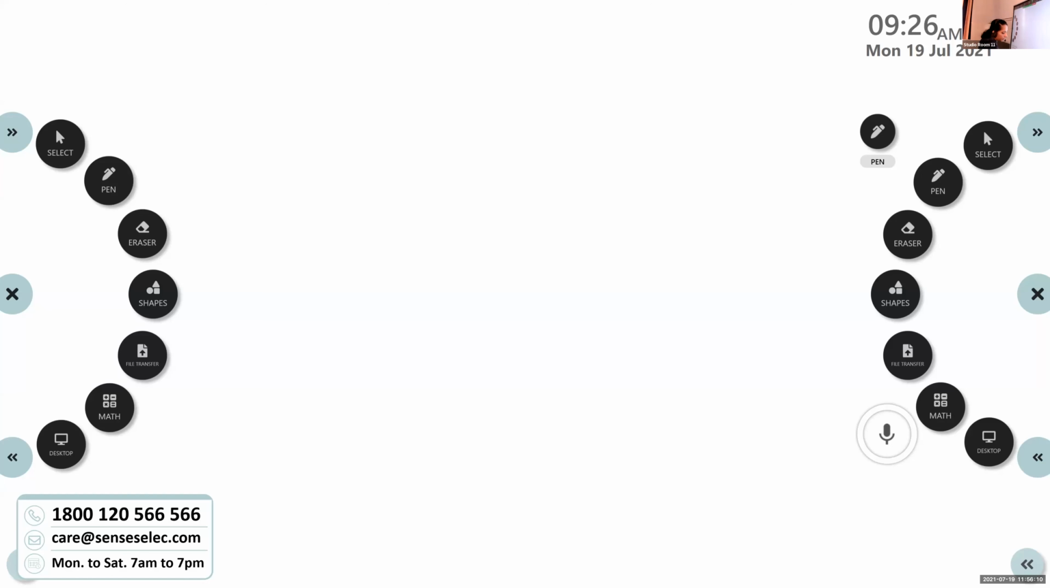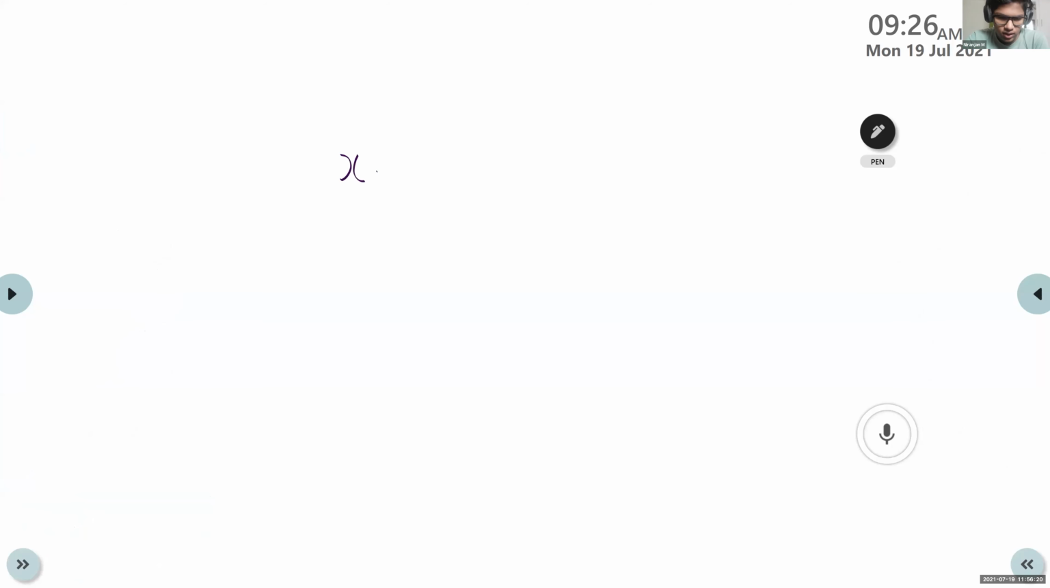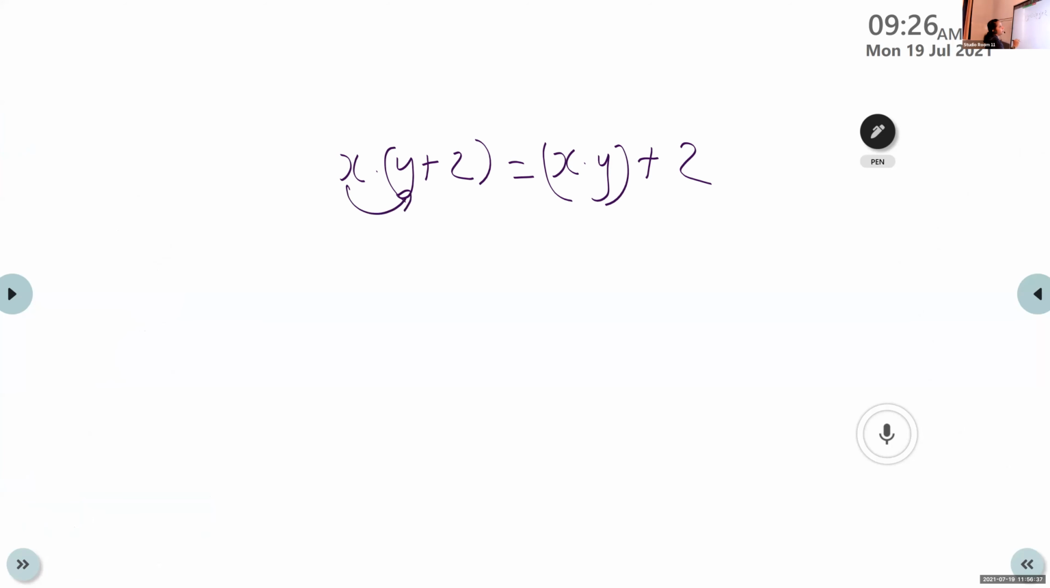Niranjan, which one is the first distributive law? X into y plus z, that is x dot (y plus z), which is equal to x dot y plus x dot z. That is the first distributive law.